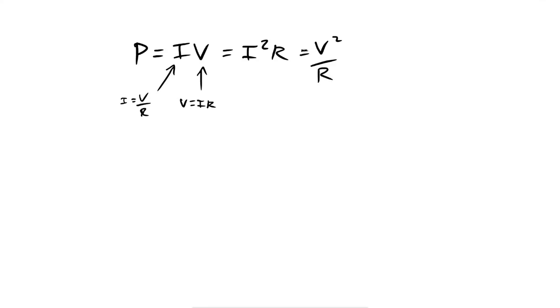So again, you just have to know two of these things in order to find out the third. If you know I and V, you know P. If you know I and R, you can calculate P. If you know V and R, you can also calculate P.